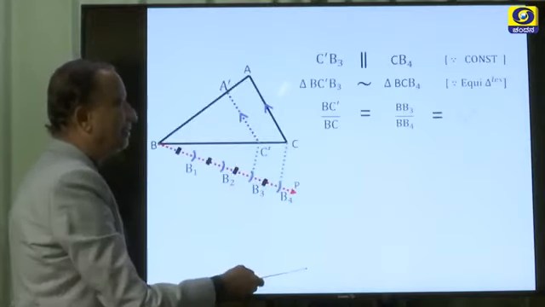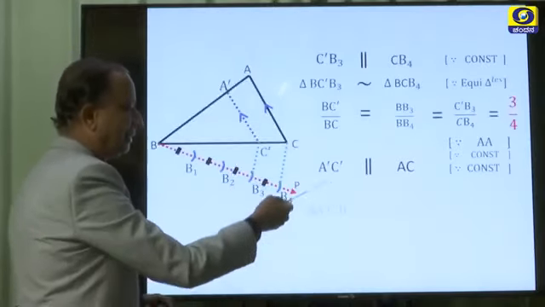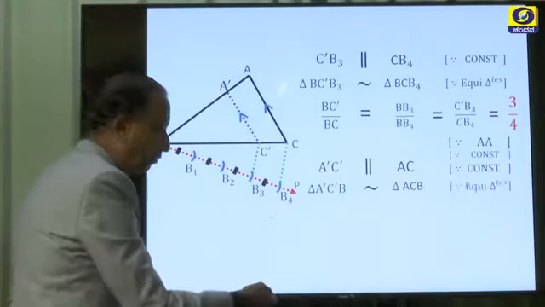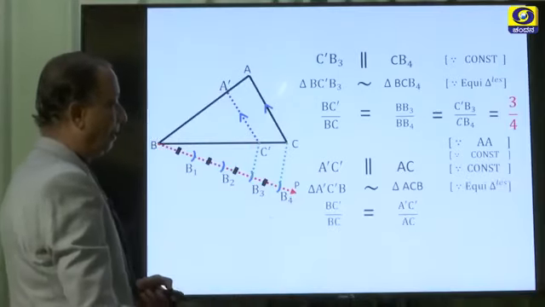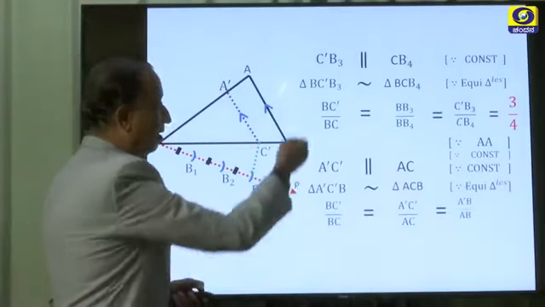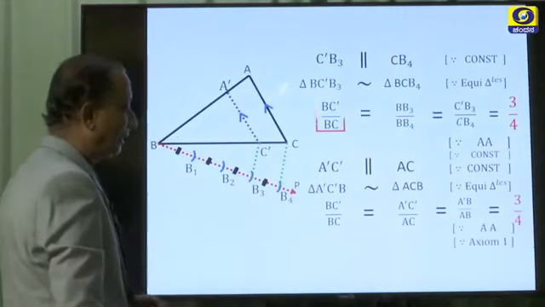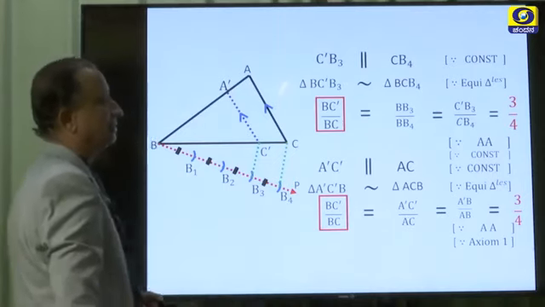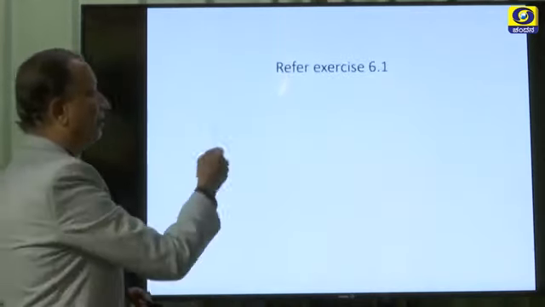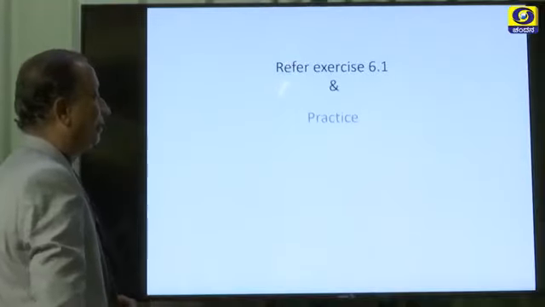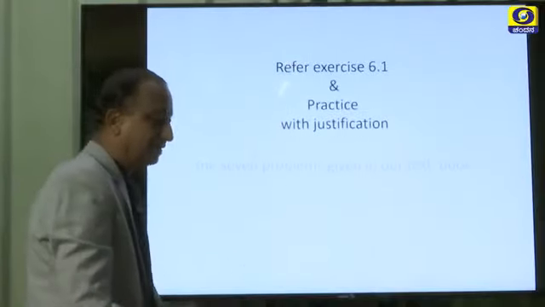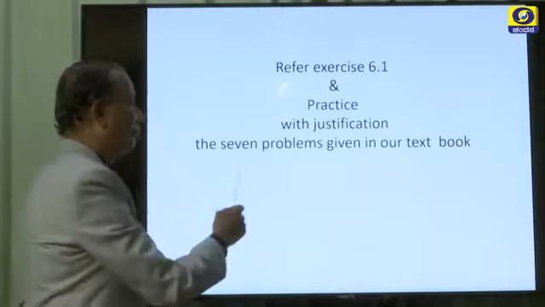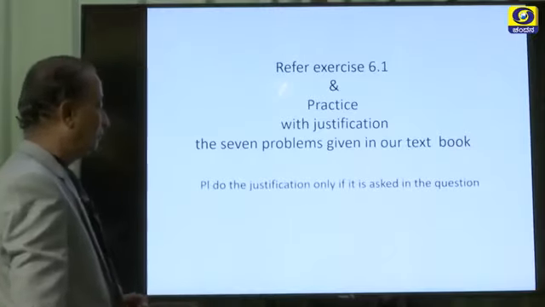The same thing is written here, children. You can just see it is given in our textbook. You can go through this, and you can see all the steps are written very neatly. You can also try to practice this immediately after the construction. Refer to exercise 6.1 and practice with justification the 7 problems given in our textbook.